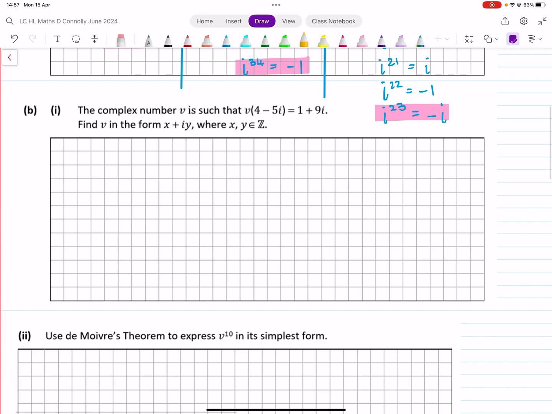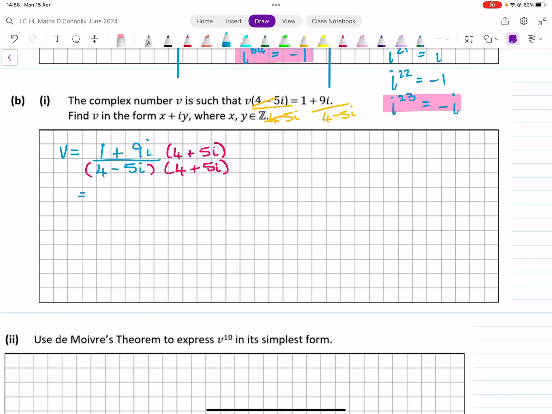The complex number v is such that, and it gives us this, find v in the form a plus bi. So to find v, we need to isolate v, which means we're going to divide by 4 minus 5i here and divide by 4 minus 5i over there. So v is 1 plus 9i over 4 minus 5i. It's division of a complex number, so we multiply by the conjugate of the bottom, which is 4 plus 5i. And whatever we do on the bottom, we have to do to the top.